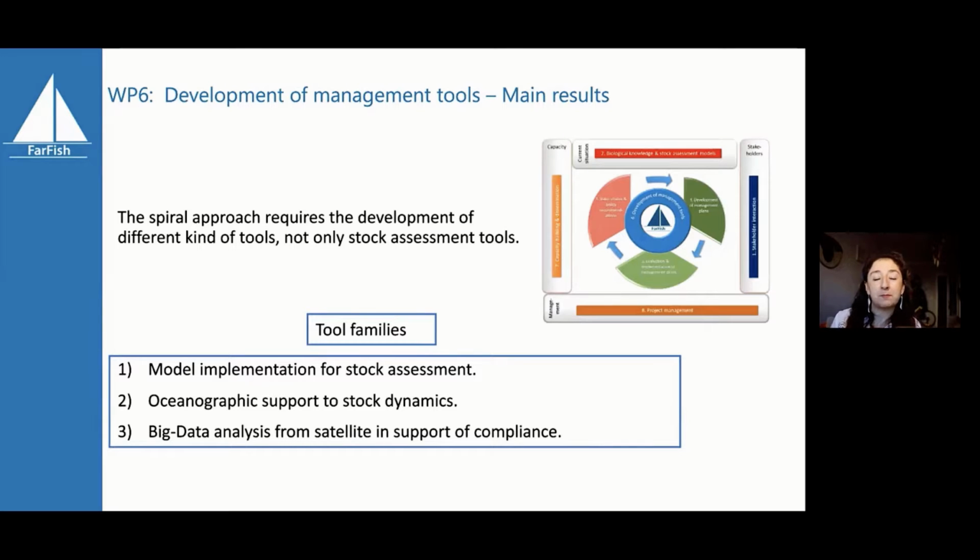In FarFish, we started by recognizing that we not only needed tools for stock evaluation, but we also needed other kinds of tools. So we developed 3 main types of tools: model implementation for stock evaluation, oceanographic support for population dynamics, and big data analysis using satellite data to validate the available information.